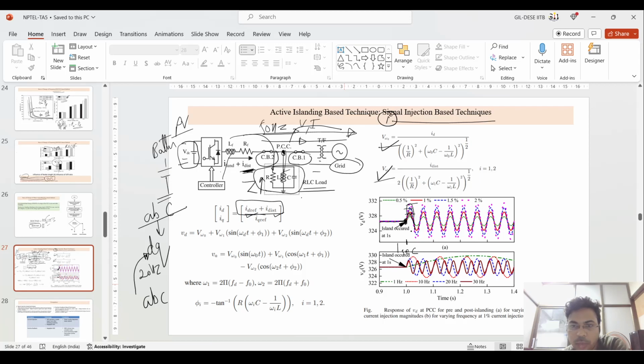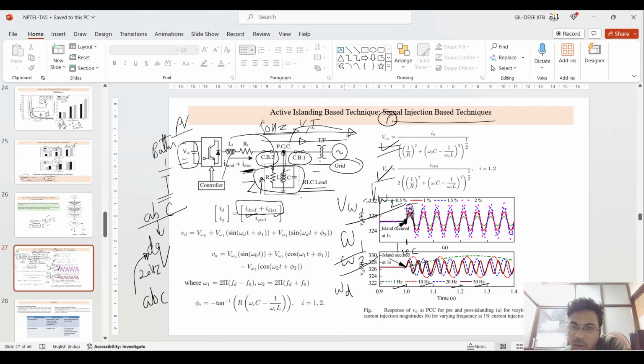That is the same value when the islanding situation occurs. This magnitude will increase based upon how much disturbance you are injecting into the system. In the second figure, I am keeping the voltage constant, that is V omega 1 is equal to V omega 2, but the frequencies omega 1 and omega 2 are changed by the injected signal, that is, the disturbance frequency omega D is being changed.